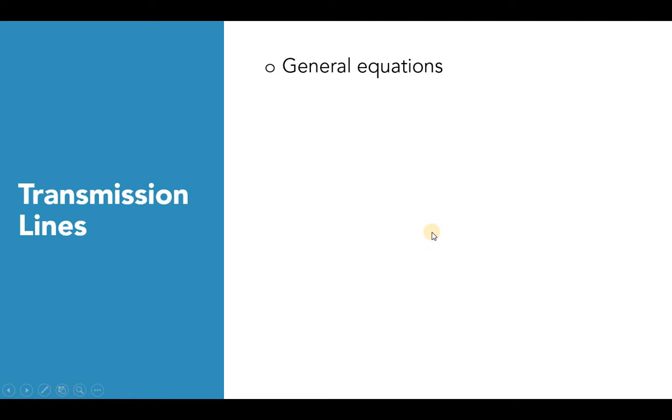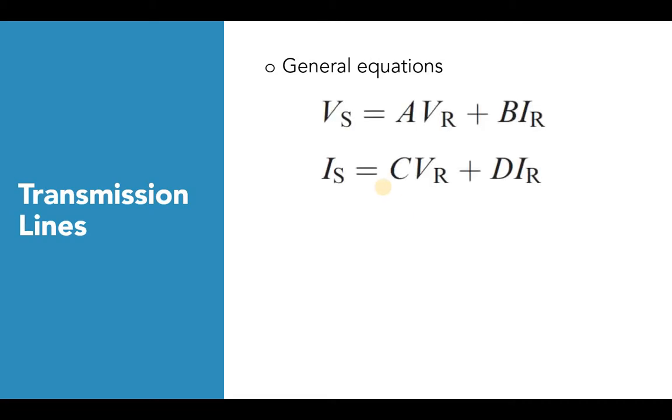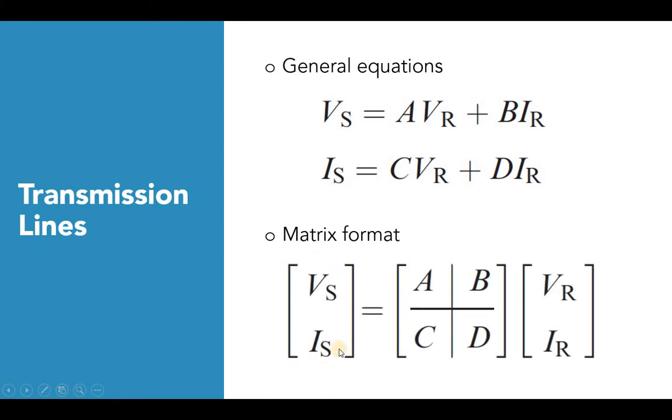Now, the general equations, regardless of what transmission line it is. Vs is equal to A VR plus B IR, and Is is equal to C VR plus D IR. Or in matrix format, we have here Vs and Is, the ABCD matrix, and VR and IR. So that's the general equation and the general matrix format of general transmission lines.